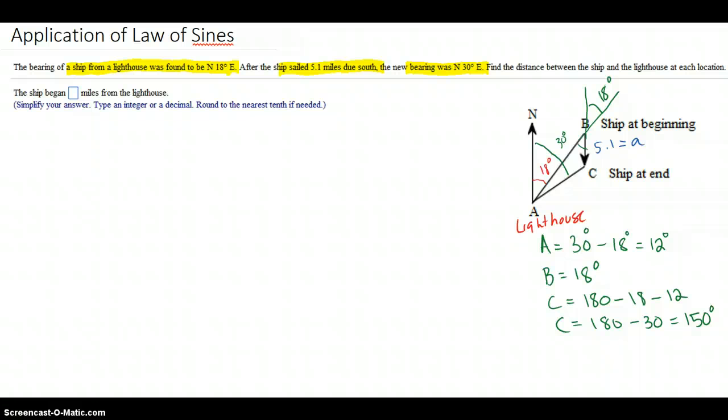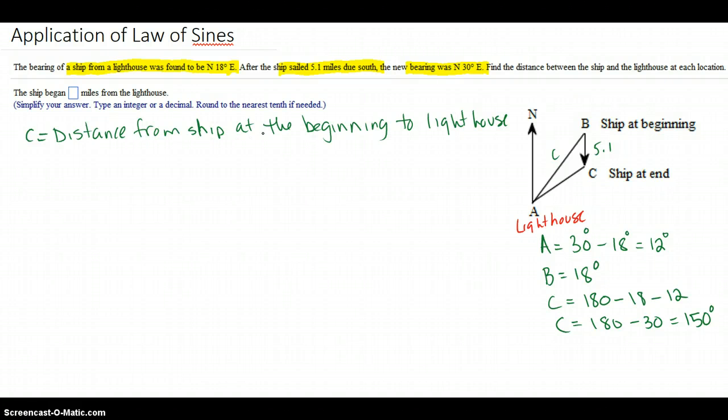So let me go ahead and erase that mess here, because we have the three angles. Now we're looking for the distance. We should put a 5.1 here. What we're looking for is this distance C, right? The distance between the ship and the lighthouse at each location. So let's first find C, which is the distance from the ship at the beginning to the lighthouse.